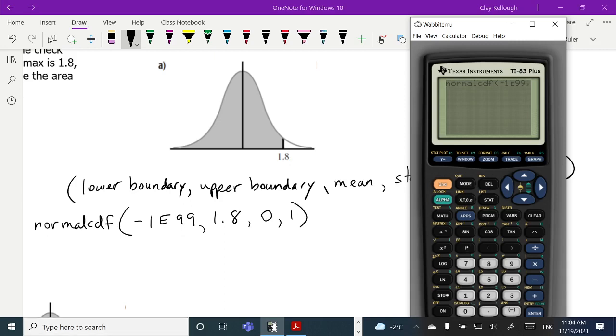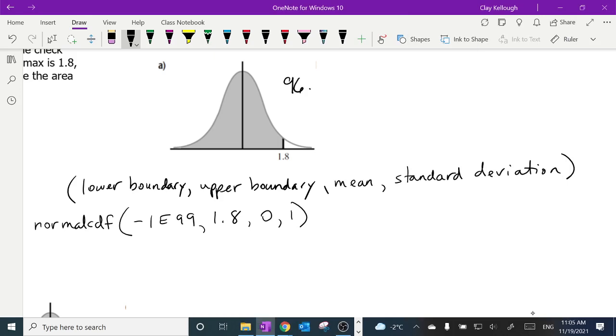Comma, 1.8, comma, 0, comma, 1. Close my brackets and hit equals. And there's my answer. This shaded part is 96.4% of the data. Makes sense, right? Remember that between 3 standard deviations left and right is 99.7. This isn't quite that far over, so it's 96.4% of the data. Okay?